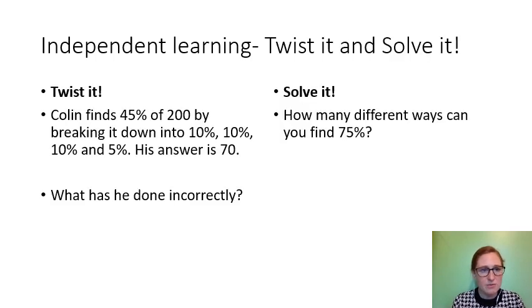Today's Twist It. Colin finds 45% of 200 by breaking it down into 10%, 10%, 10% and 5%, and his answer is 70. What has he done incorrectly? What's he forgotten? Which step is incorrect? Work it out and see where Colin went wrong. And then you'll solve it. How many different ways can you find 75%? In this video, we did it 2 different ways, but there are many more different ways. So can you work out 75% of a number in many different ways? Pause the video and complete your Twist It and Solve It.